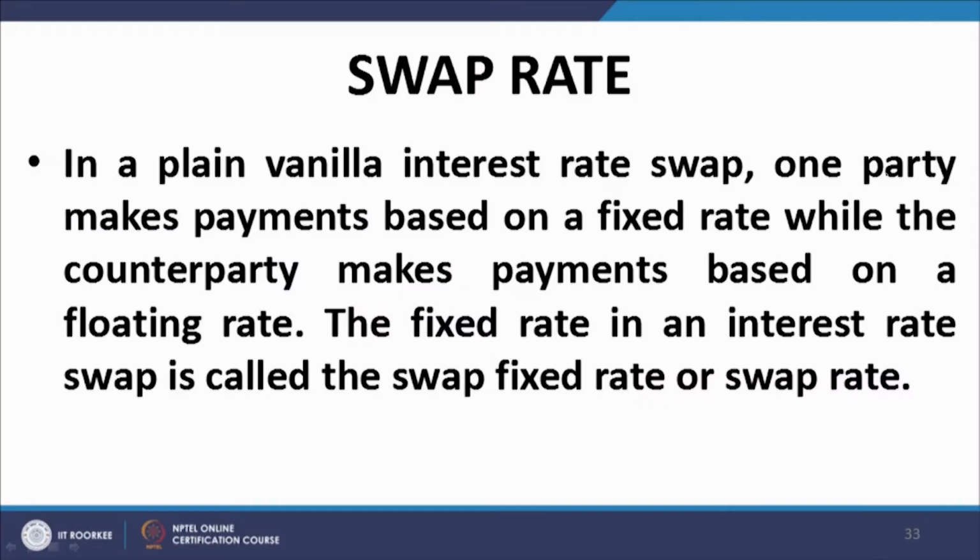So, the most common swap that is traded the most is the interest rate swap, where one of the legs of cash flows is based on a fixed rate of interest, and the other leg of the cash flows is based on a floating rate, an interest rate which is reset at periodical intervals in line with the provisions contained in the swap contract. So, in a plain vanilla interest rate swap, one party makes payments based on a fixed rate, while the counterparty makes payments based on a floating rate.